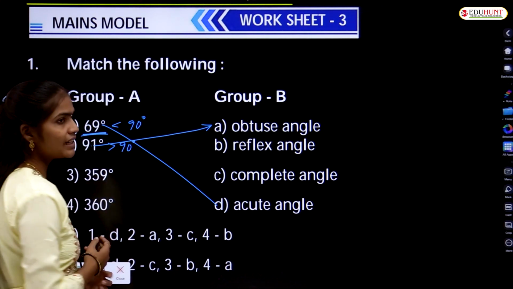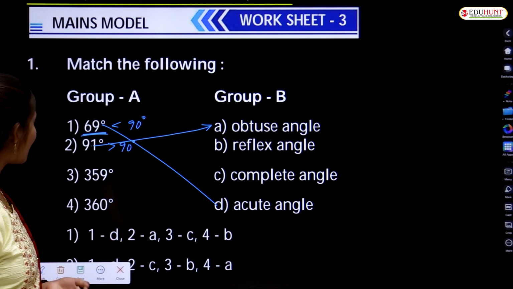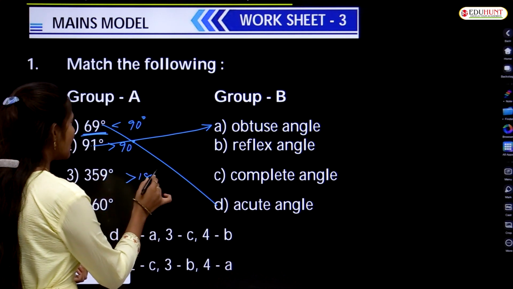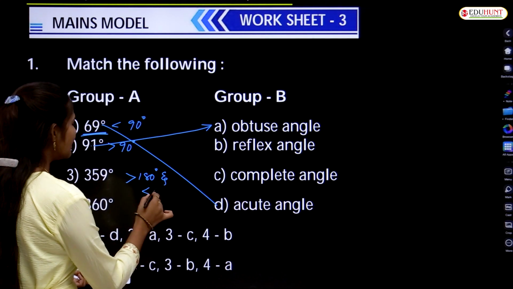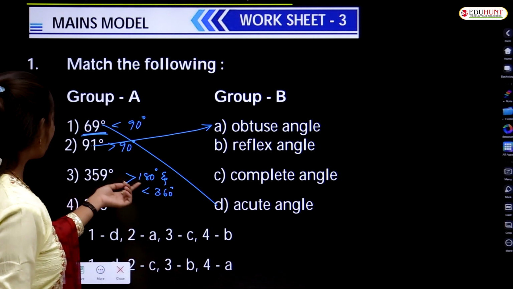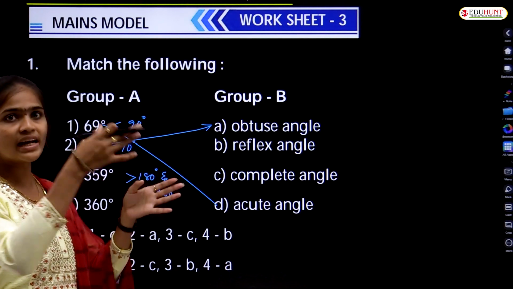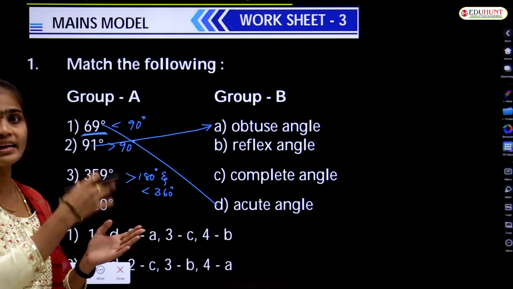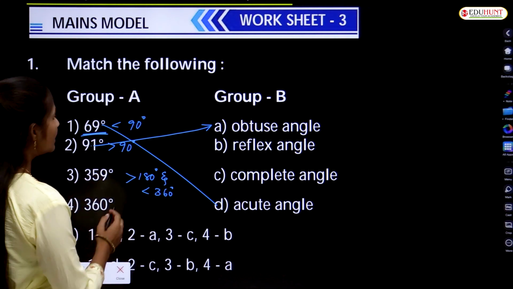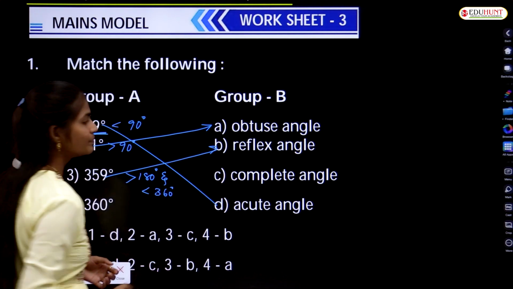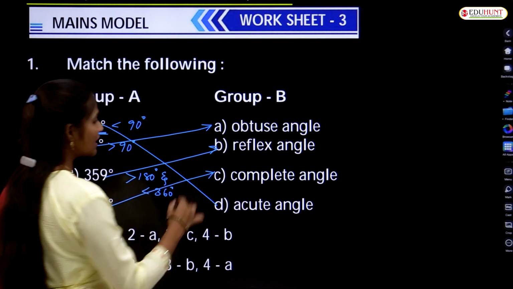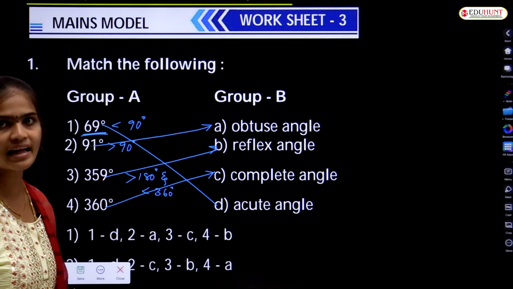Next one, 359 degrees. Here 359 degrees is given. That's why this is greater than 180 degrees and less than 360 degrees. Here we have another condition: the angle which lies between 180 and 360, which means greater than 180 and less than 360, that angle we call a reflex angle. Next one, 360 degrees, an exact measurement, that is nothing but a complete angle.